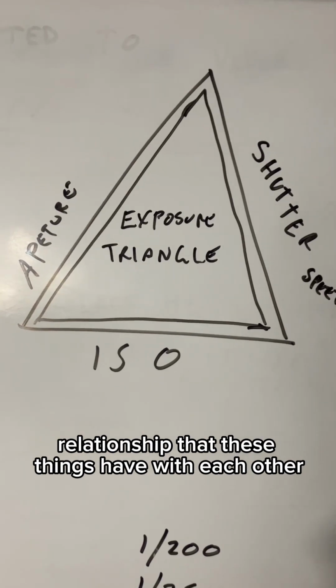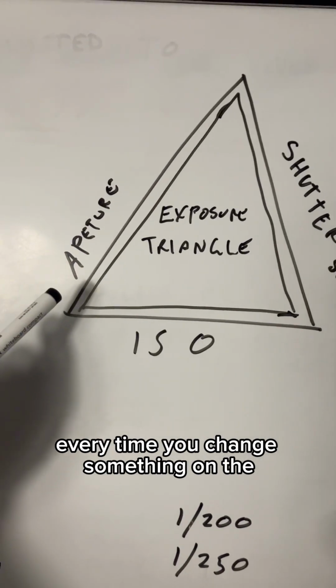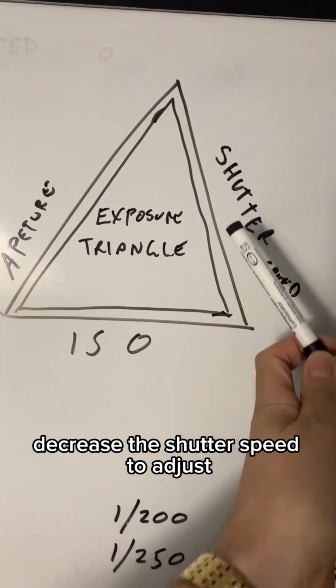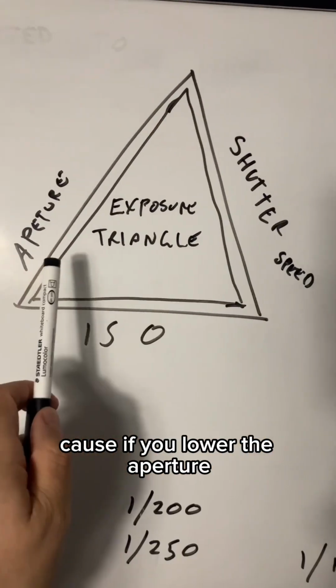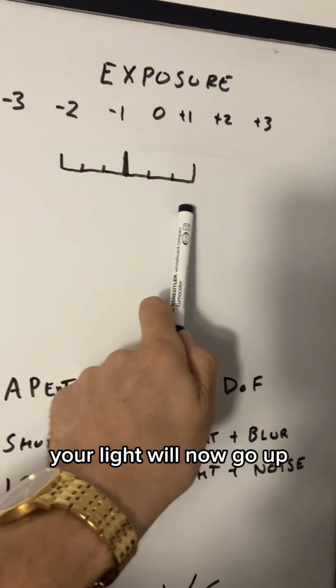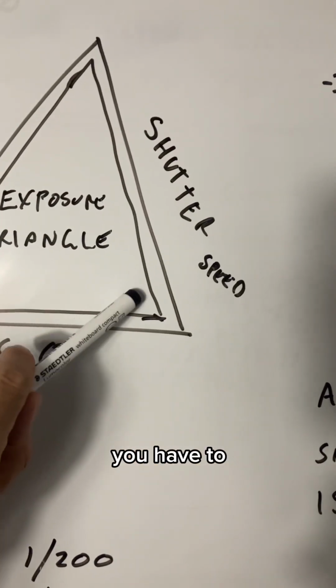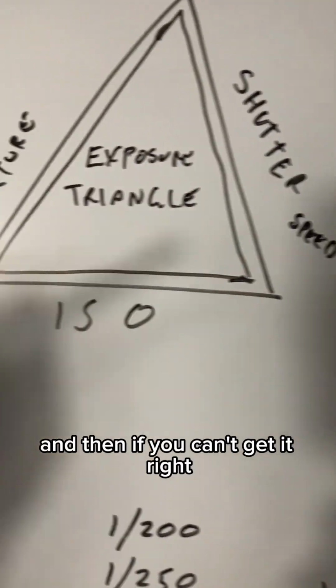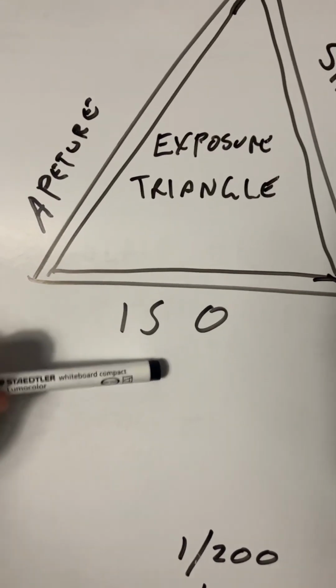Every time you change something on the exposure triangle, you then have to take an opposite action. If you lower the aperture number, your light will now go up. To balance it out, you have to increase the shutter speed to make the light go down. And then if you can't get it right, that's when we go over to the ISO. Always do this one last.